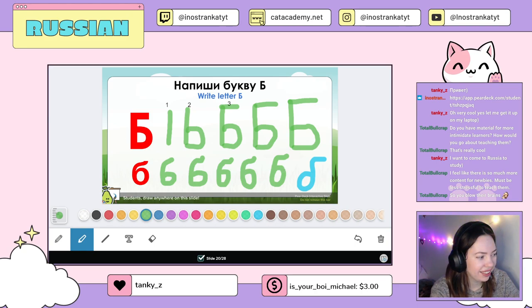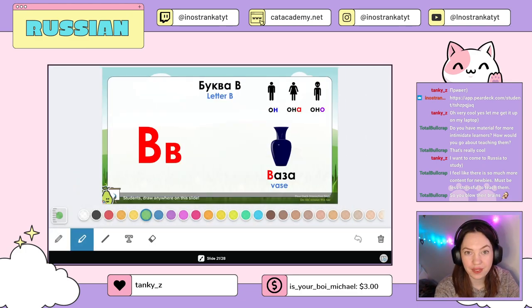Okay. So the next letter that is very confusing for beginners, and actually for those who even study Russian for a while, is буква V. Because in English it looks like the sound B, but in Russian, it has the sound V, like English V.